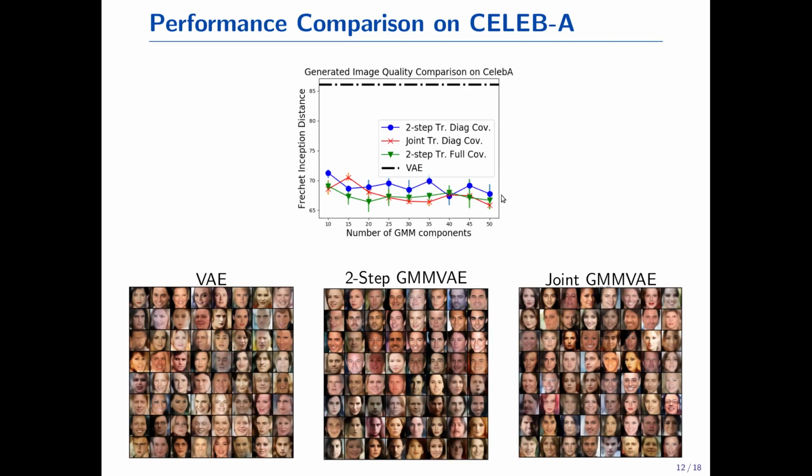We observe the same behavior on CelebA also. The joint training is a little bit better, but because of the added flexibility of the two-step training, we can actually increase the complexity of the prior with two-step training, and as you can see with the green curve, we actually match the performance of joint training.